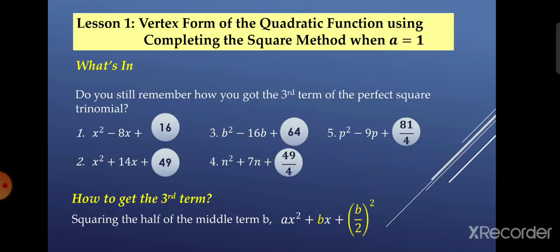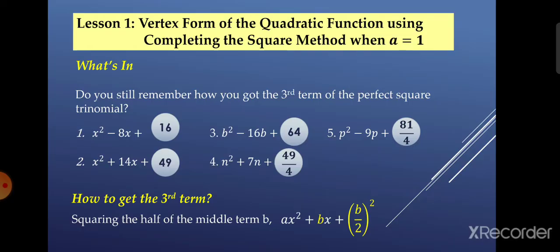So that is the illustration to get the third term of the perfect square trinomial. The square of b over 2. So ax squared plus bx plus the square of the half of b, or half of the middle term. So katunga sa b is b over 2. One half times b is b over 2. Then the square na yun.